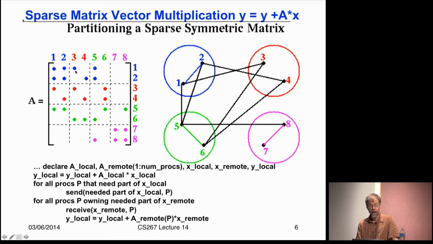Well, I need to know x3, x4, and x5. If I look at the edges here, I see that I'm connected to 3, 4, and 5. So I need all those. The first row needs x3 and x5, and the second row needs x4 and x5. Each of those edges represents a value of the x vector that has to be communicated from whoever owns it, say the red processor, to the blue processor. You can imagine that when you're writing your code, you have to put in a lot of sends and receives, and all of that is written down at the bottom of the slide. But it's the partitioning that tells you how many sends and receives you're going to have to do.